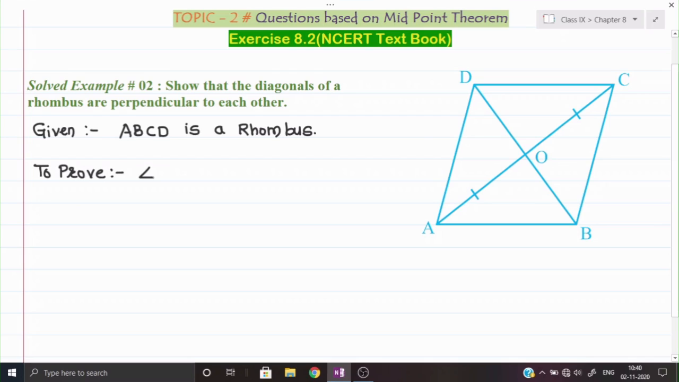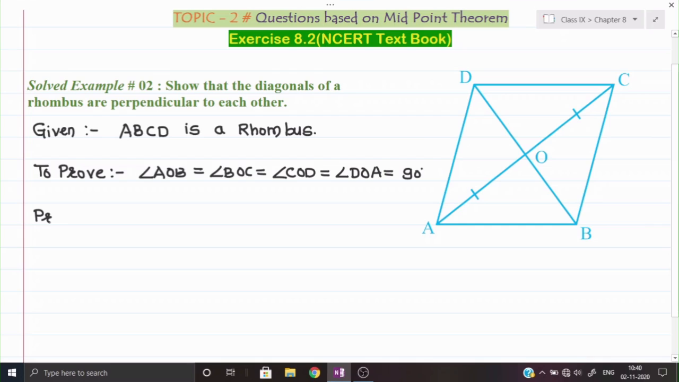We need to prove that angle AOB is equal to angle BOC is equal to angle COD is equal to angle DOA. These four angles, basically, we have to prove are 90 degrees each. Okay, let us start the proof now.